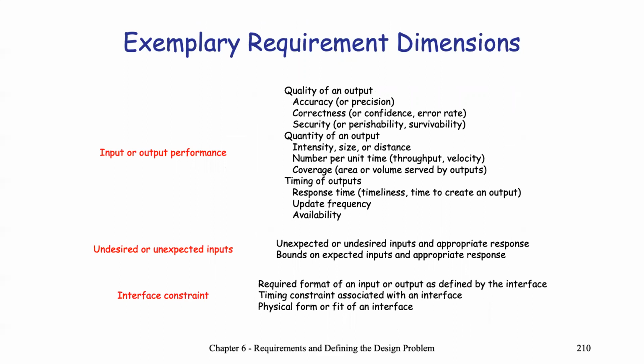So for exemplary requirement dimensions, we have the input or output performance. There are various things we can be thinking of: the quality of the output, the quantity of the output, the timing of the outputs. We can be thinking of unexpected or undesired inputs and appropriate responses. These are bounds on expected inputs and appropriate responses. And finally, the interface constraints: the required format of an input or output as defined by the interface, timing constraints, the physical form or fit of an interface.